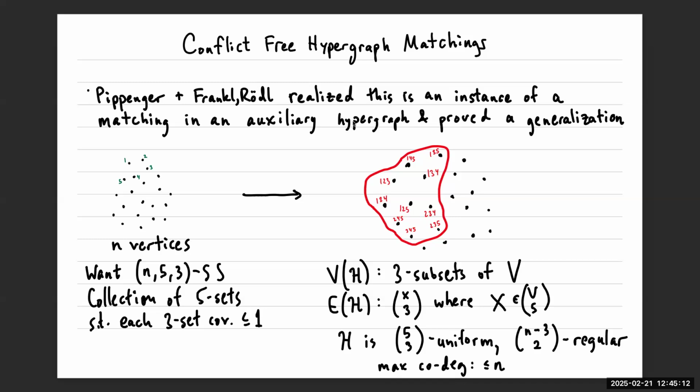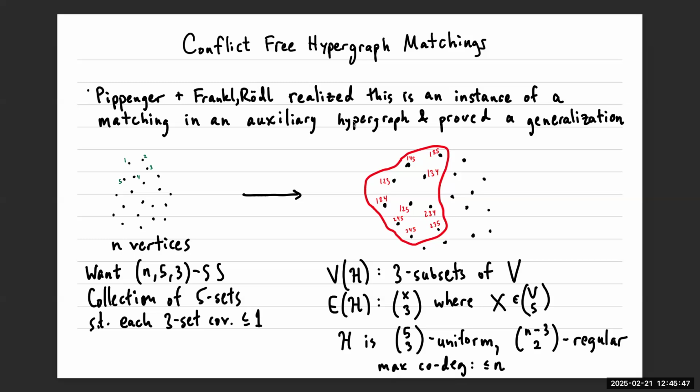So what you do is you form this auxiliary hypergraph. What are the vertices of your auxiliary hypergraph? They're the 3-subsets of your ground set. If I label these vertices 1, 2, 3, 4, 5, then 1, 2, 3 is one of my vertices, 1, 4, 5 is one of my vertices. I wrote all 10 of the 3-subsets there. So how many vertices are there total? n choose 3. This is an auxiliary hypergraph on n choose 3 many vertices.